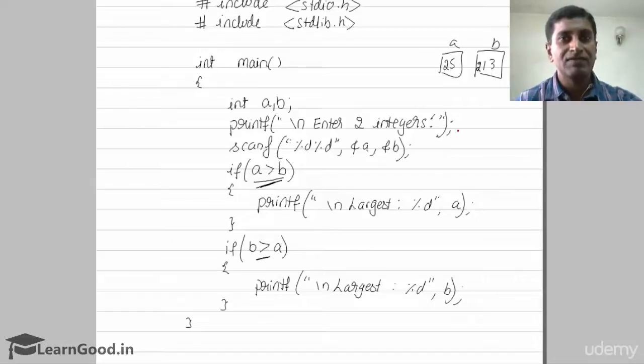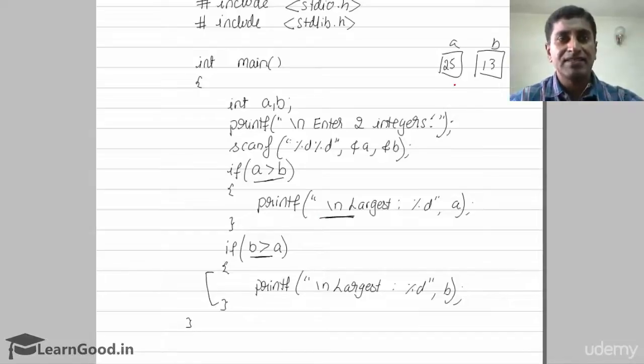In the previous case, when a value was 25 and b value was 13, this condition is true, it will execute largest as 25, whereas this condition will be false. B is greater than a, 13 is greater than 25, the condition is false. That means this will not get executed, and only this part has got executed.